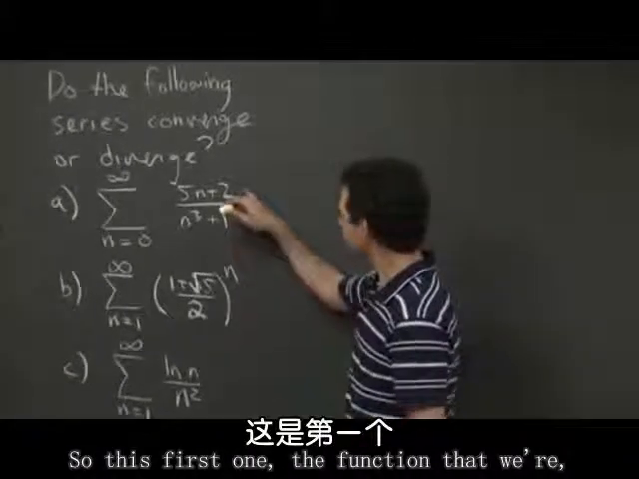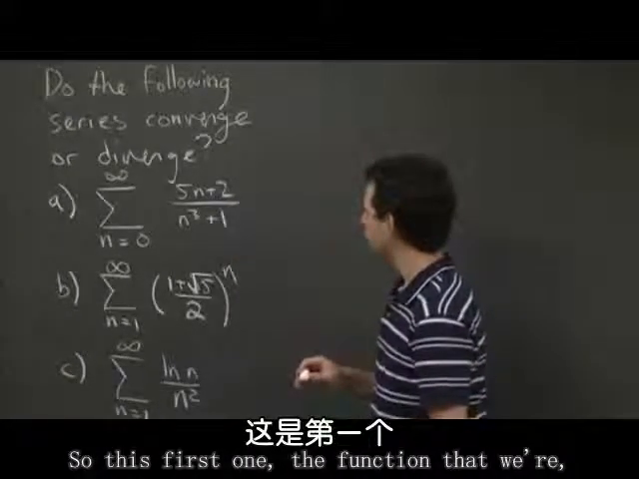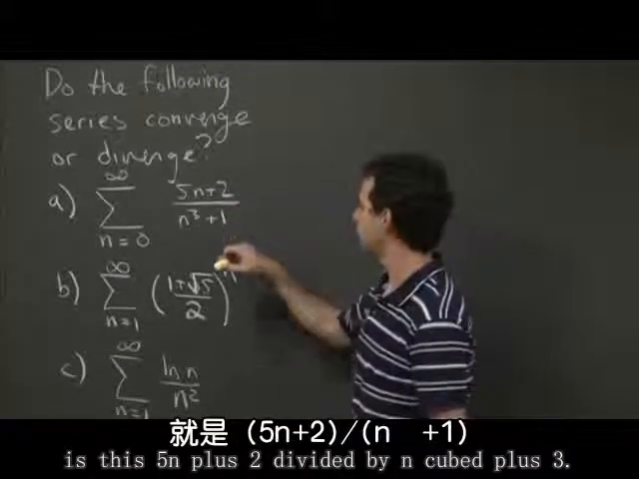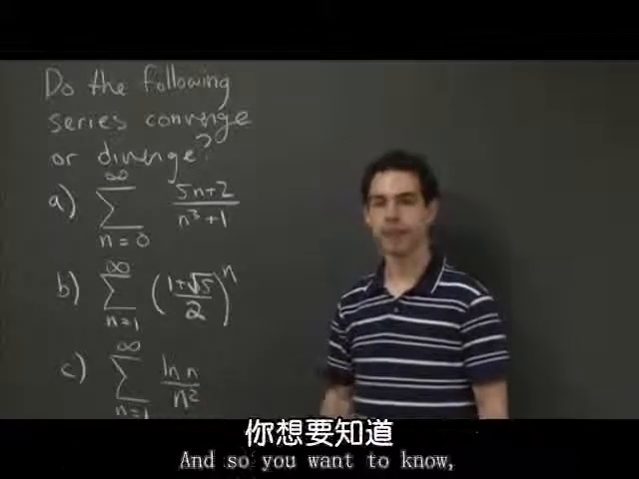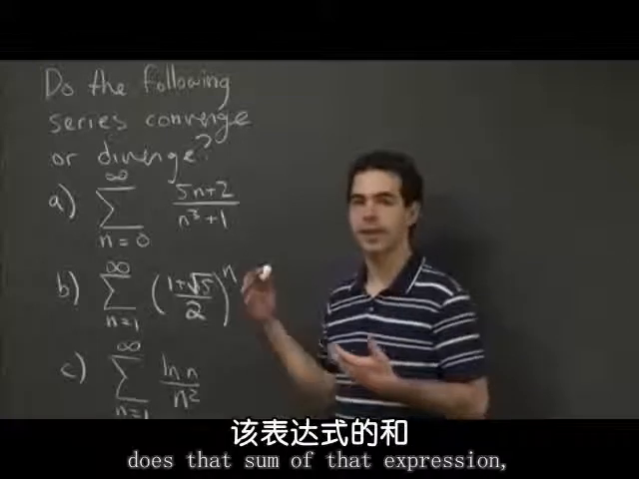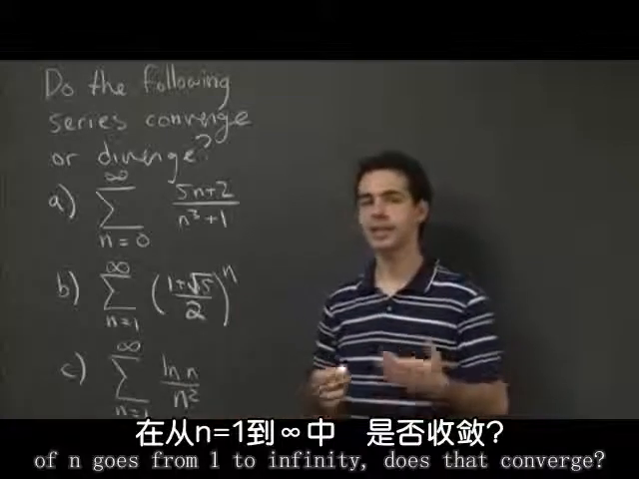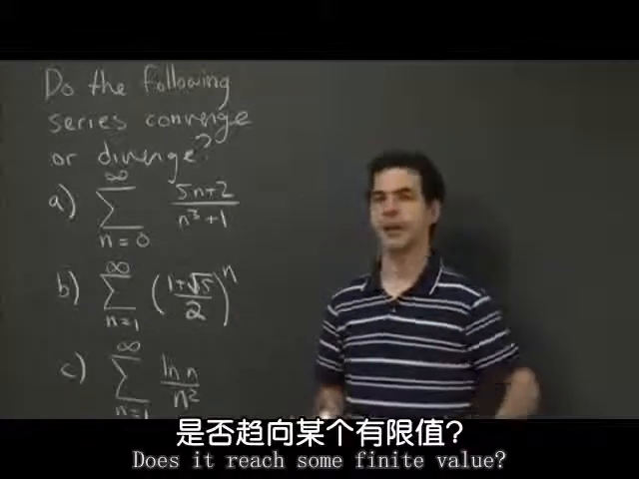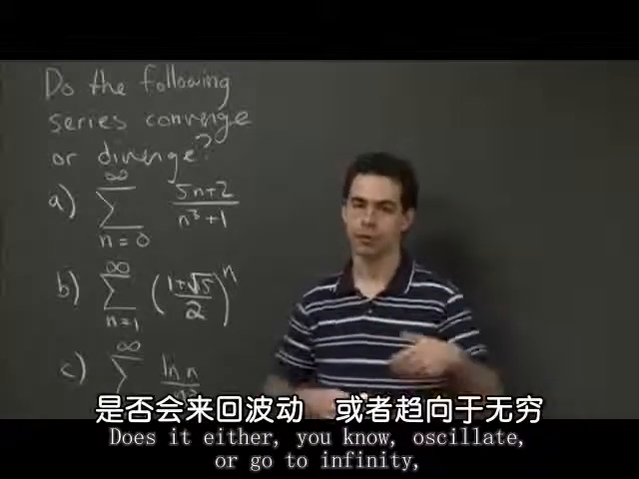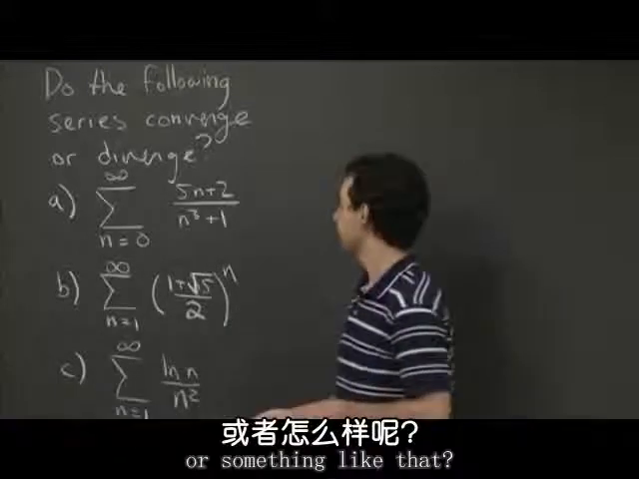The function that we're summing is (5n plus 2) divided by (n cubed plus 1). And you want to know, does the sum of that expression as n goes from 1 to infinity converge? Does it reach some finite value? Or does it diverge? Does it either oscillate or go to infinity or something like that?